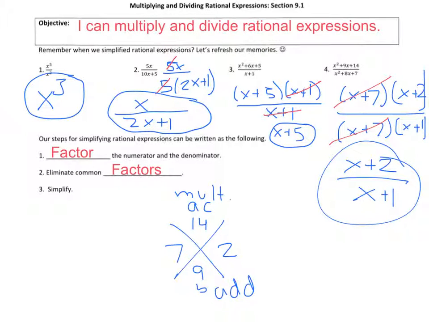So our steps for simplifying rational expressions can be written as the following. Number 1, you're going to factor the numerator and denominator. That's exactly what we did on each of these, if we could. On these, number 4 was the only one where we could actually factor the top and the bottom. But you want to look to see if you can factor the numerator and denominator each time. And then we crossed out any factors that were in common. We eliminated them, and then we just simplified. We wrote what we were left with.